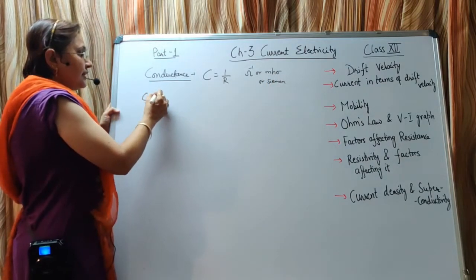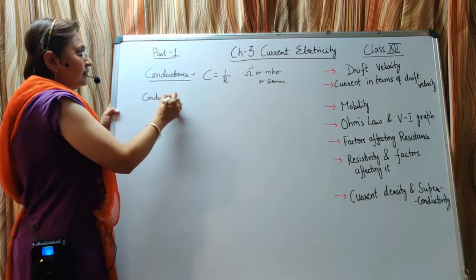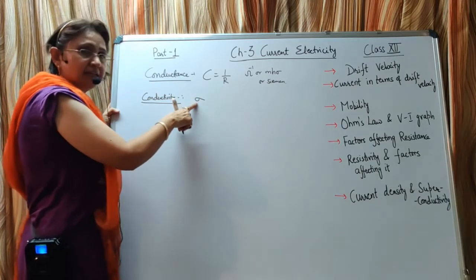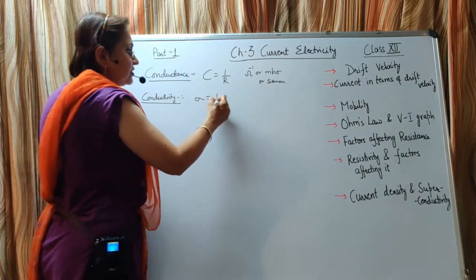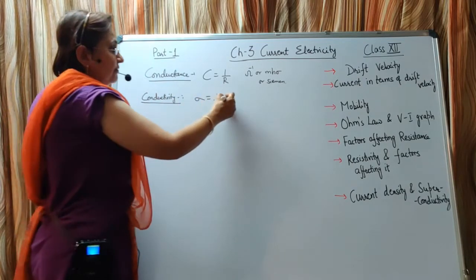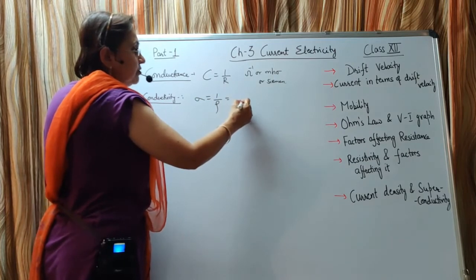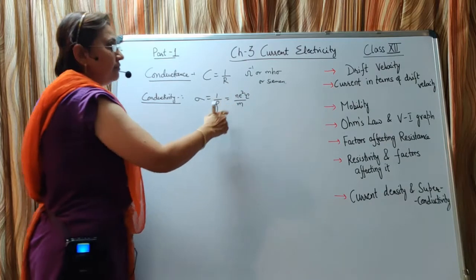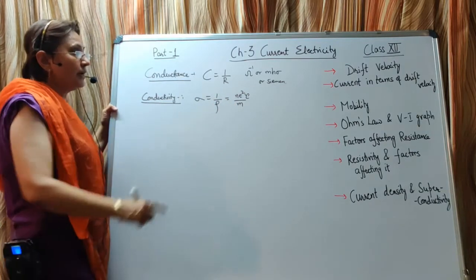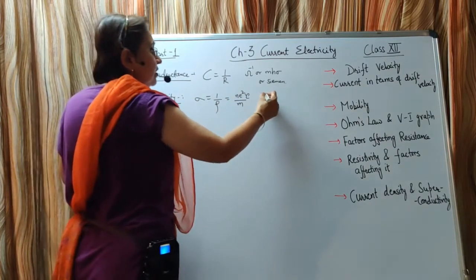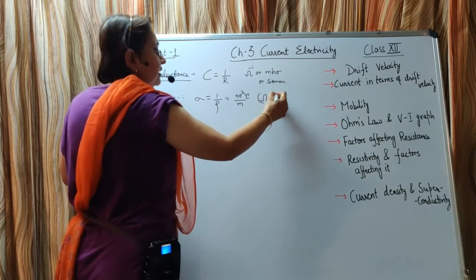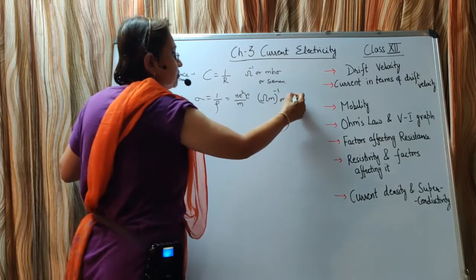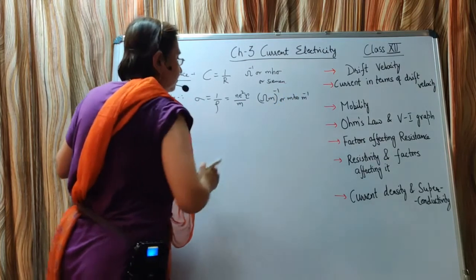The next is conductivity. The reciprocal of resistivity, we call it conductivity, and it is denoted by the symbol sigma, which is equal to 1 upon rho. Okay, we know that rho is equal to m upon n e square tau. So sigma will be equal to n e square tau upon m. And what will be its unit? Ohm inverse meter inverse, or this can be written as mho per meter.